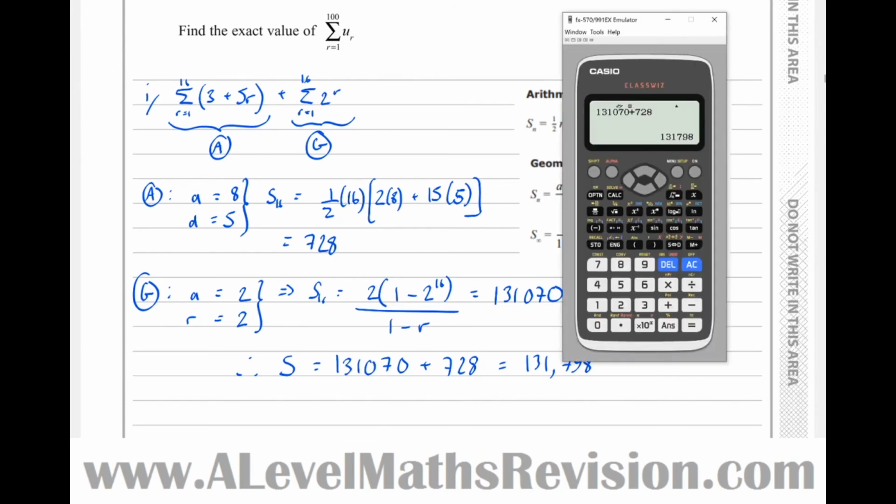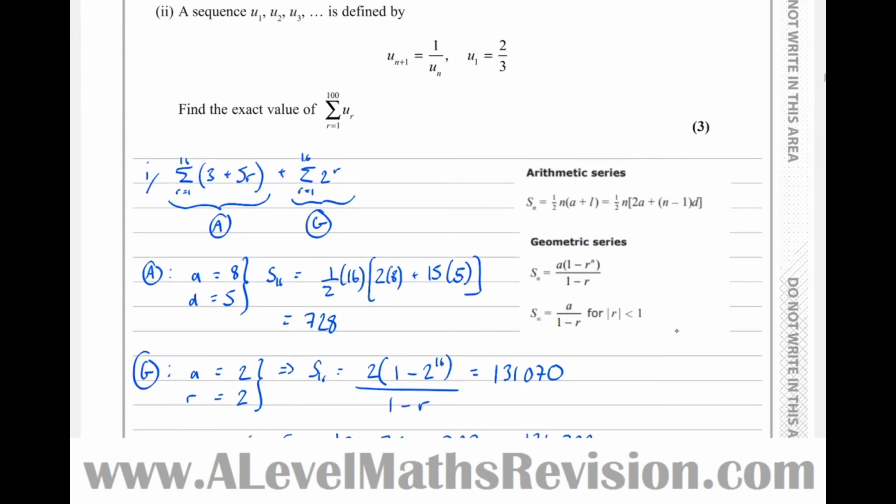So what I could have done, just to check that the individual parts are right, in the top right hand corner here, if I press shift, then this top right hand button, I get the sum function. So I could have put 3 plus 5x between 1 and 16 just to check that my 728 was right, which it is there. Likewise, I could do it again for the geometric one. 2 to the power of x between 1 and 16, and hopefully that'll give me 131070, which it does, so that's a way of checking individual parts of the answer.